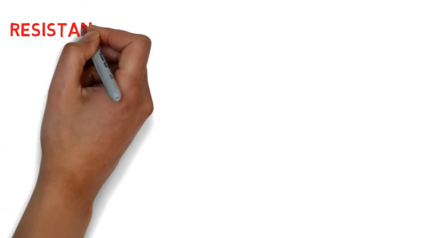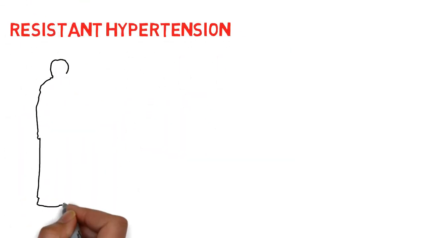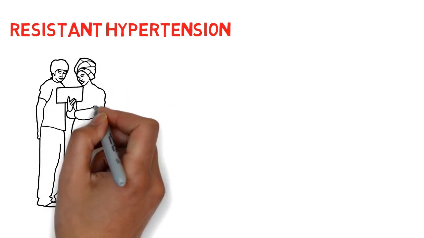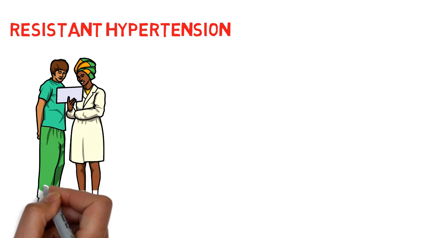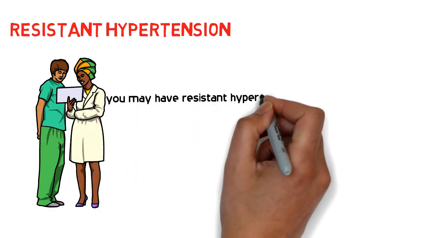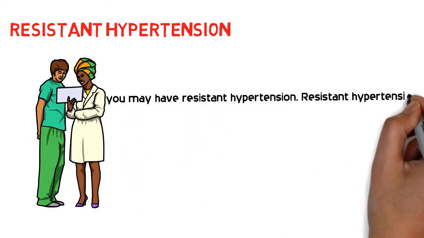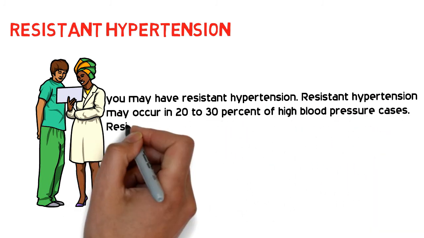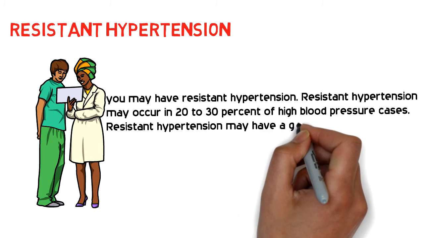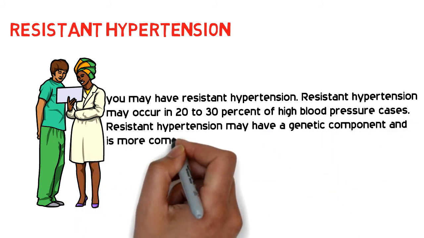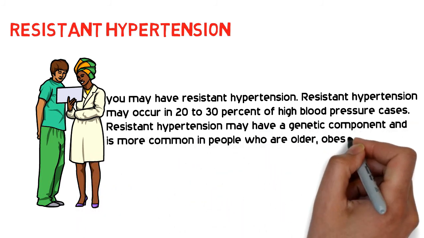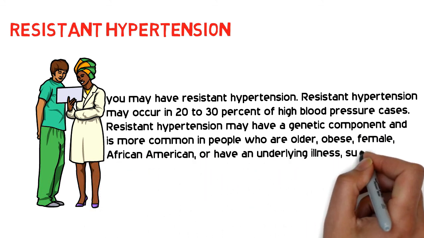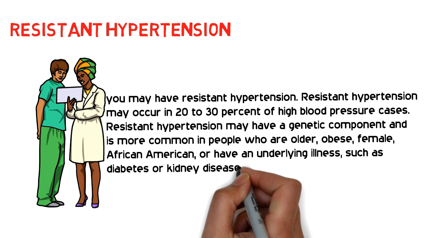Resistant hypertension. If your doctor has prescribed 3 different types of antihypertensive medications and your blood pressure is still too high, you may have resistant hypertension. Resistant hypertension may occur in 20 to 30% of high blood pressure cases. It may have a genetic component and is more common in people who are older, obese, female, African American, or have an underlying illness, such as diabetes or kidney disease.